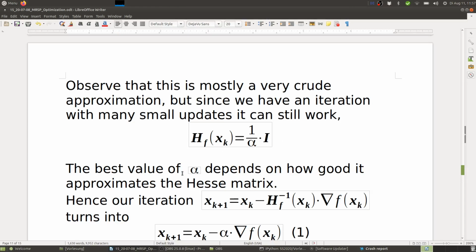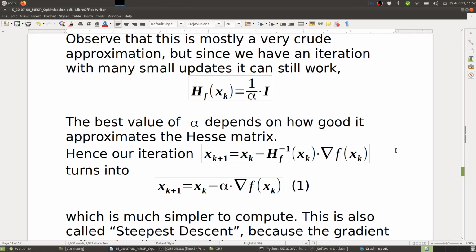Here the best value of alpha depends on how well it approximates the Hesse matrix, right? We don't even know this value, we just assume it's all the same on the diagonal matrix. So it's quite a harsh approximation assumption, but since we do this iteration many times, we hope that it still works, as long as this somewhat fits. So we still don't know the alpha, but let's see what we get.